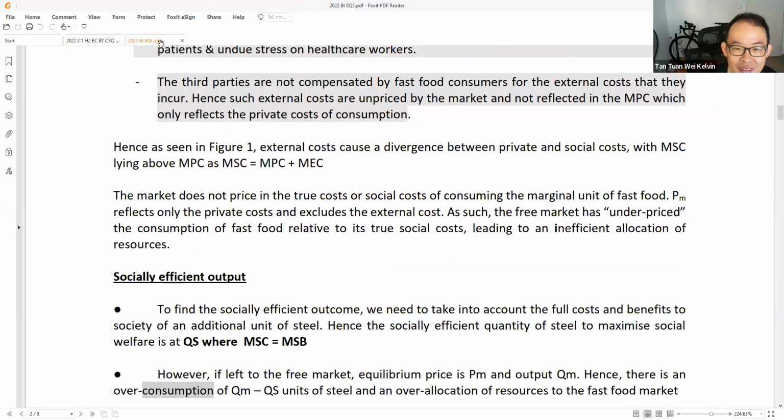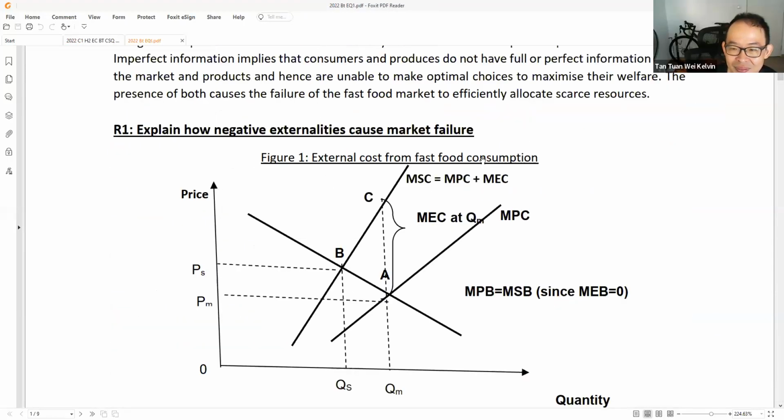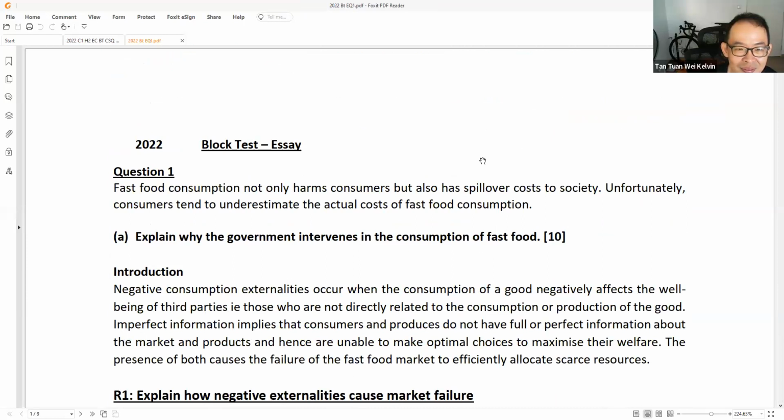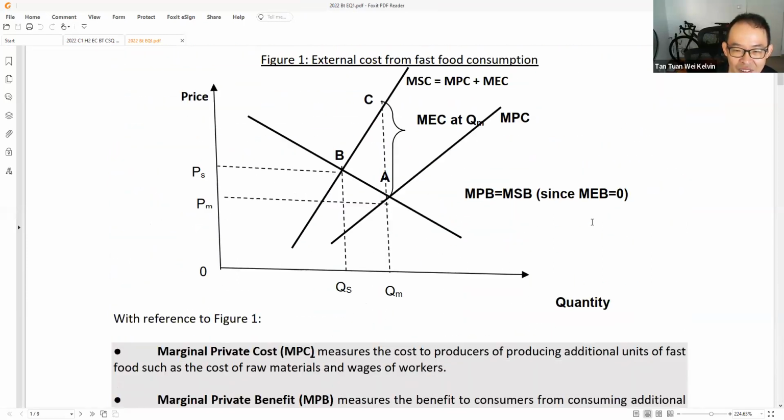Okay, once you are clear about this, go back to the PDF file. Do I have the answer? Let me open up the essay one. Okay, this is the question. Essay one. So here we cover externalities first.